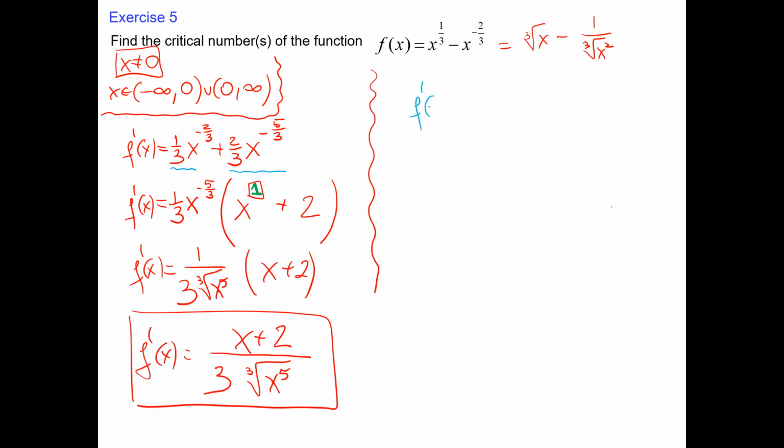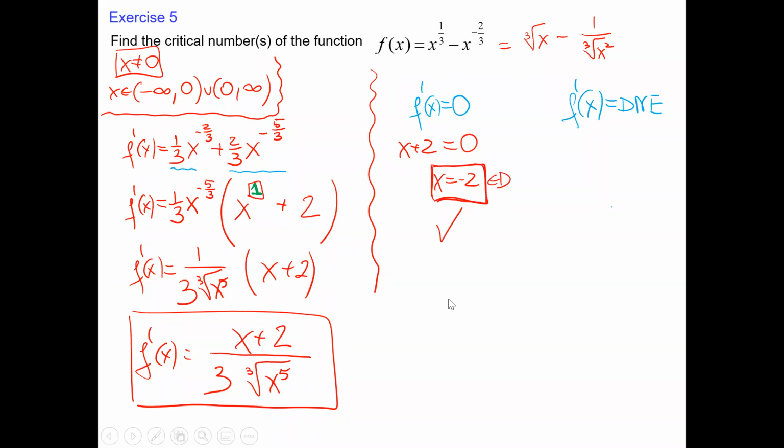Condition for the critical numbers. We have to find out where the derivative is 0 and where the derivative is undefined, DNE. Derivative is 0 if this fraction is 0. This fraction is 0 if the numerator is 0, always. Negative 2. And it belongs to the domain. Perfect.